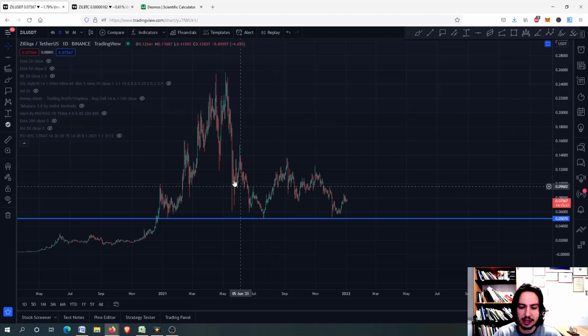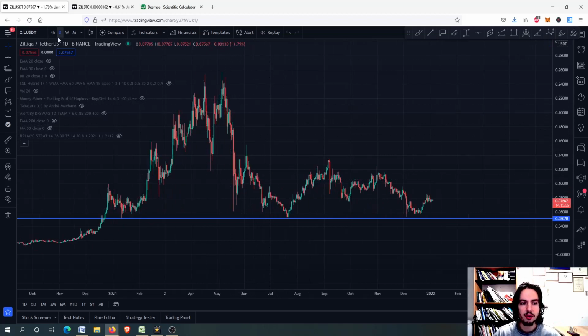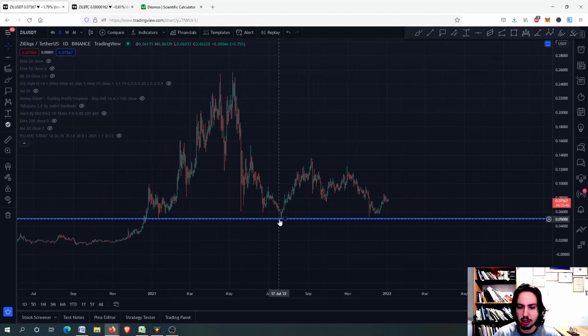So right now you can see that on this frame, we are on the daily frame. Each candlestick represents 1 day of price action. We have a very strong support level, around 0.05, for ZIL against USDT. So right here, it is a very strong support level.